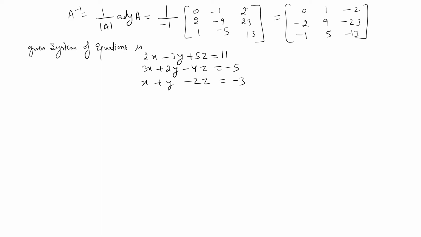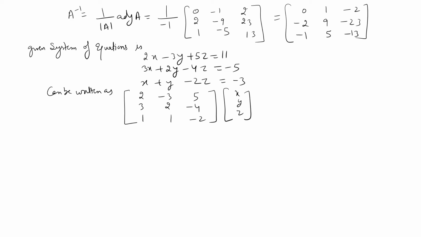So we know it can be written as. Let us not predict whether it is of the form Ax equal to B or not, because I have to see whether my coefficient matrix is A or A transpose. So it is 2, 3, 1, -3, 2, 1, and 5, -4, -2. This is the coefficient matrix, this is the variable matrix, and this is my constant matrix, right? So clearly we can see that it is of the form Ax equal to B.